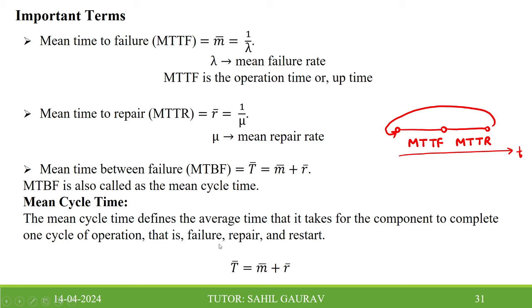So the mean cycle time defines the average time it takes for the component to complete one cycle of operation, that is failure, repair, and restart. So the mean cycle time is the average time taken by the component to complete this one cycle of operation: failure, repair and restart. So T bar is represented as M bar plus R bar.